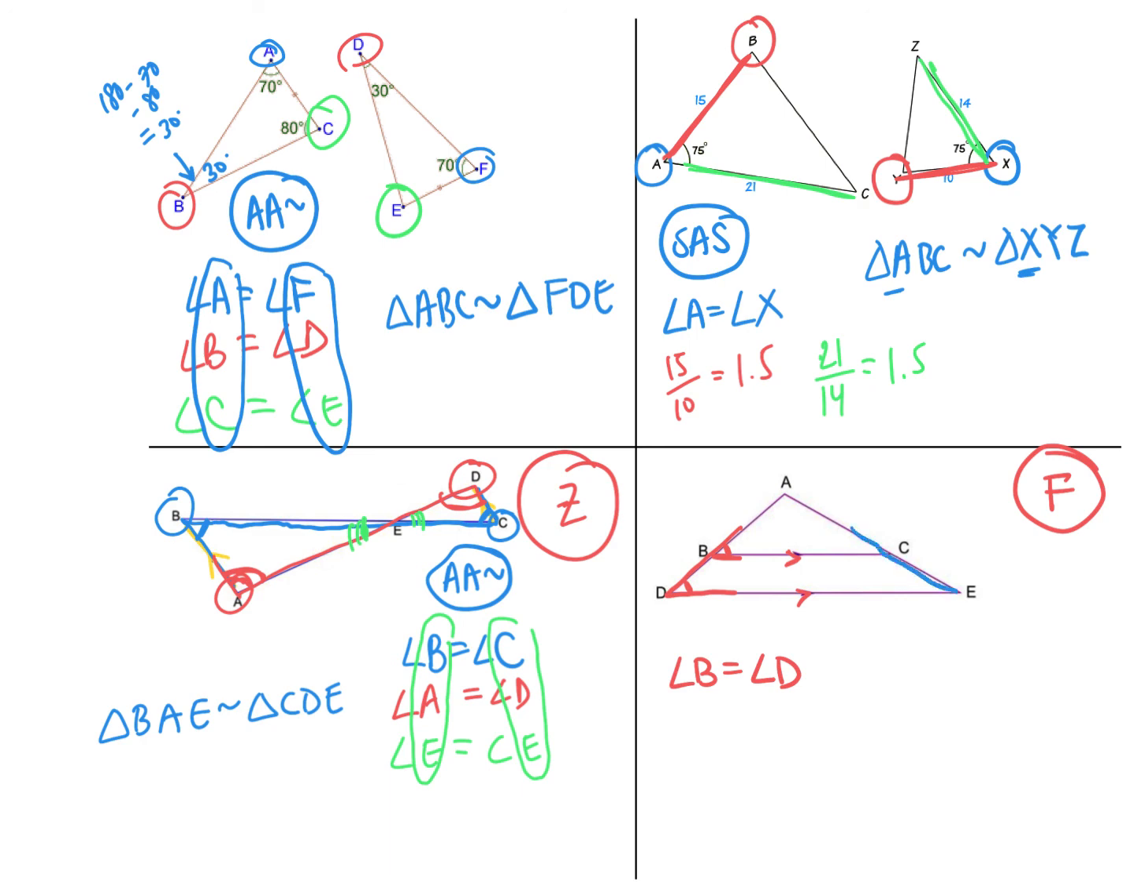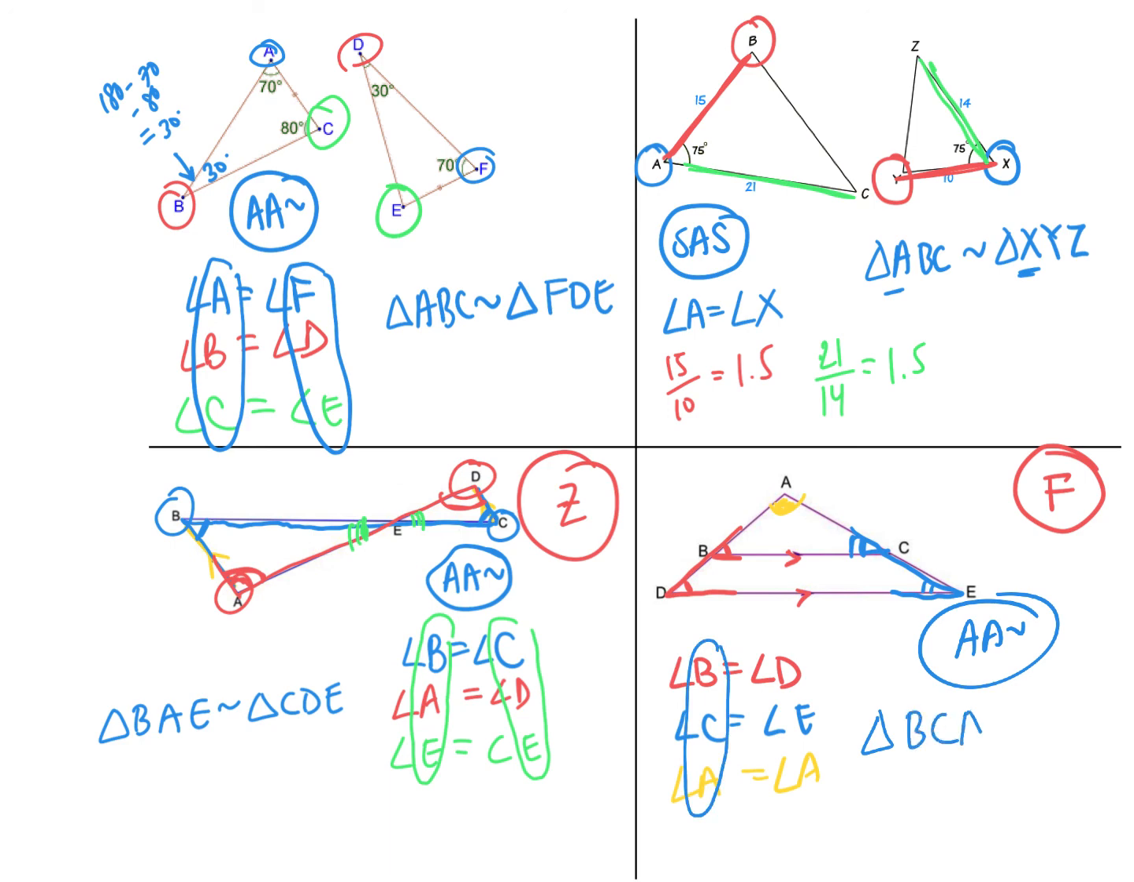I'm going to do another F pattern here. So in this case, C, I'm going to do two tick marks, goes with E. And then automatically, A is in both triangles. So A goes with A, because that is the top of the triangle in the little one, ABC, and the big one, ADE. So this was an angle proof. And our statement is that BCA, because that's the order I wrote it in, is similar to DEA.